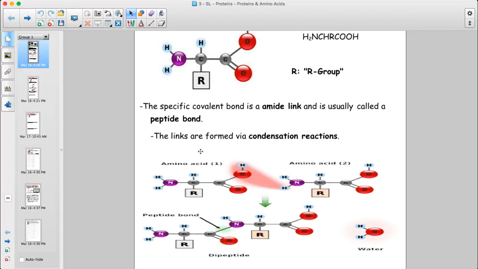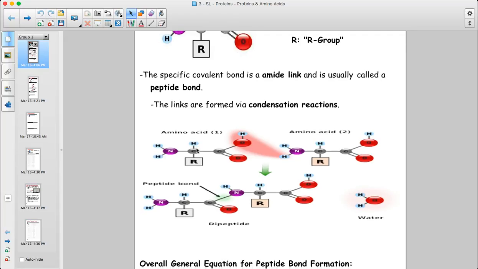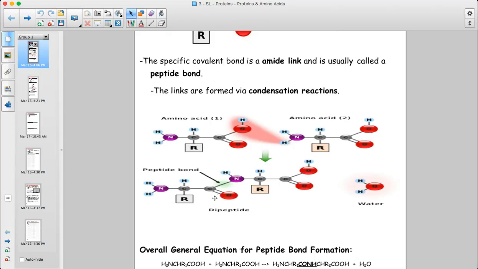So the specific type of covalent bond that links these different amino acids together when proteins are formed is an amide or a carboxyamide functional group, and it's usually just called a peptide bond in biology. And as we're going to see in every one of these subtopics of biochemistry, whenever we're linking two things together, that reaction is going to be the condensation reaction. So we're going to pull out HO from one molecule and H from another, and so that's going to form water as our byproduct, and we're going to form a peptide bond.